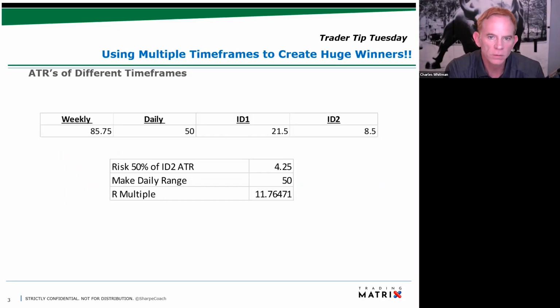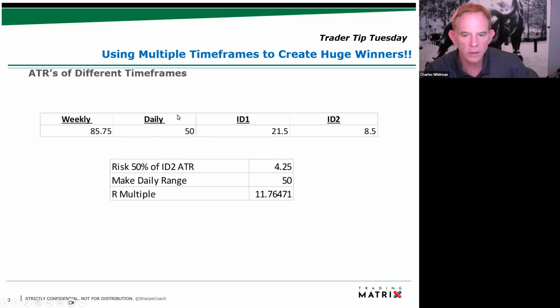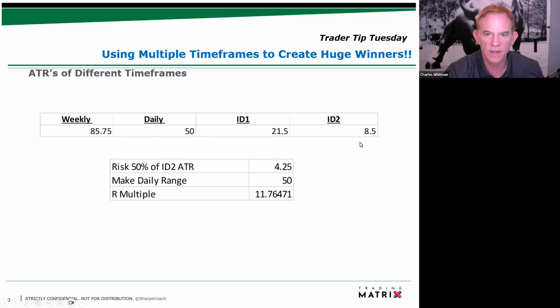So first of all, one of the ways that we can create large or huge winning trades is by using a multiple time frame approach. And I just want to show you here. This is with the E-mini. In the E-mini future, we're going to look at the average true range of 4 different time frames. We have the weekly, which is the average true range is 85.75 points. We have the daily, which is 50 points. We have ID1, which is 21.5 points. And we have ID2, which is 8.5 points.